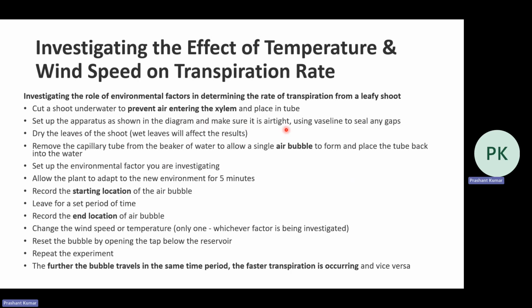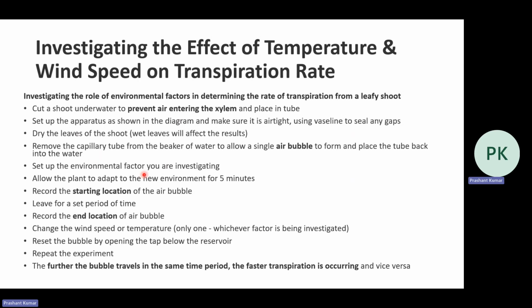I will show the diagram. Use Vaseline to seal any gaps. Dry the leaves of the shoot. Remove the capillary tube from the beaker of water to allow a single air bubble to form, and place the tube back into the water. So this requires precise handling of the equipment when you are doing an experiment.